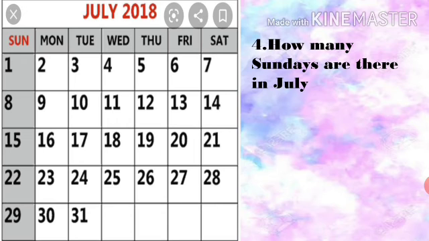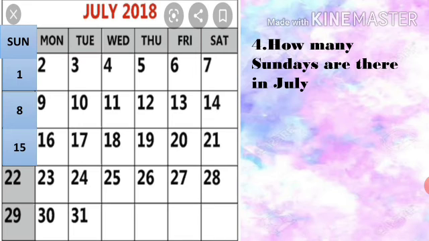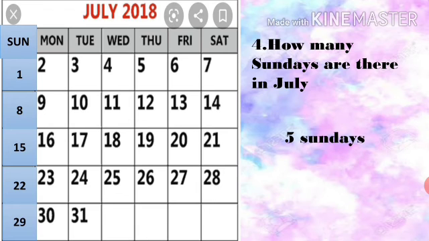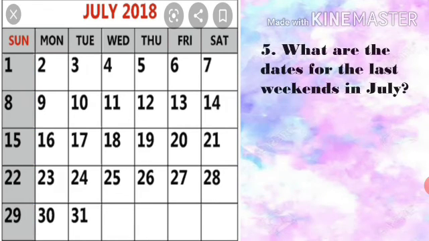How many Sundays are there in July? So you have to look at the Sunday column. So there are first Sunday, second Sunday, third Sunday, fourth Sunday, fifth Sunday. So totally there are 5 Sundays in the month of July. Is it clear, children? We'll move to the next question.